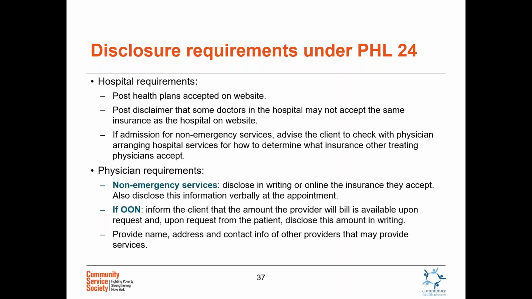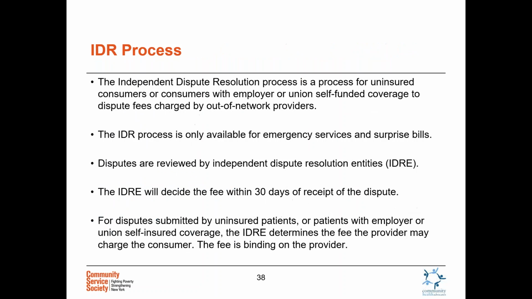So under Public Health Law 24, there are all of these requirements for hospitals and physicians to make sure that they're disclosing in writing or online the insurance that they accept, that they're advising their patients that they might receive a surprise bill, and doing their due diligence to notify patients that it's their responsibility to try to figure out whether this is going to be covered under their plan. And if hospitals and physicians don't abide by these requirements, and your client gets stuck with what would otherwise be thought of as a surprise bill, or a bill for out-of-network services or emergency services that the client thought was going to be covered under their health plan, then they can potentially take advantage of independent dispute resolution.